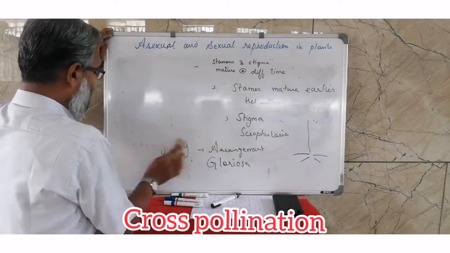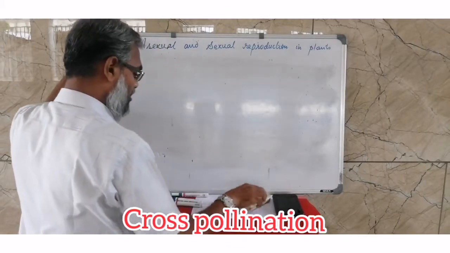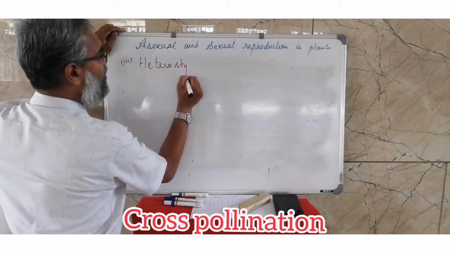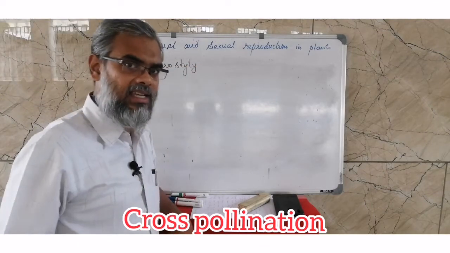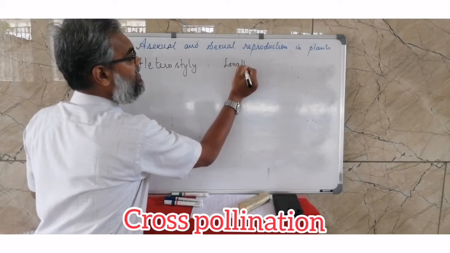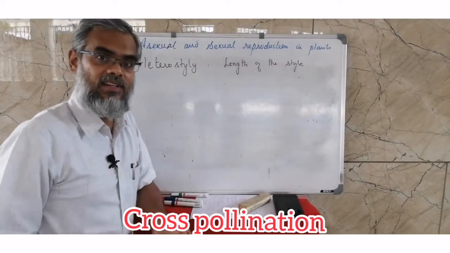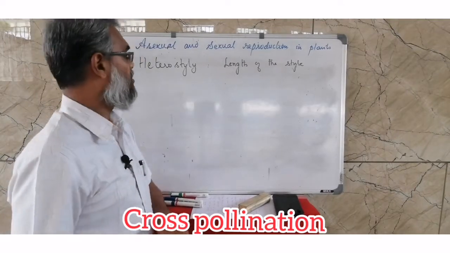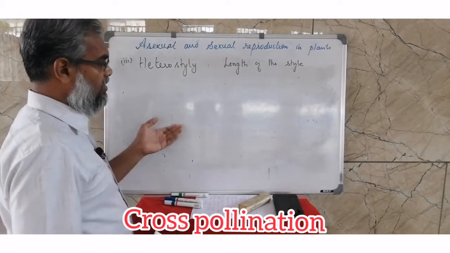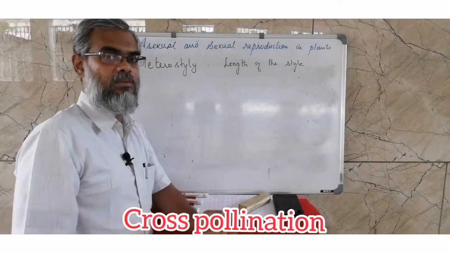Then the third one is also an interesting one where this pollination occurs. The third one is heterostyly. What is hetero? Different. Styly, style. That is, the length of the style differs, so that only cross-pollination is possible in such flowers. The length of the stamens and styles will be different. They are not of the same size.